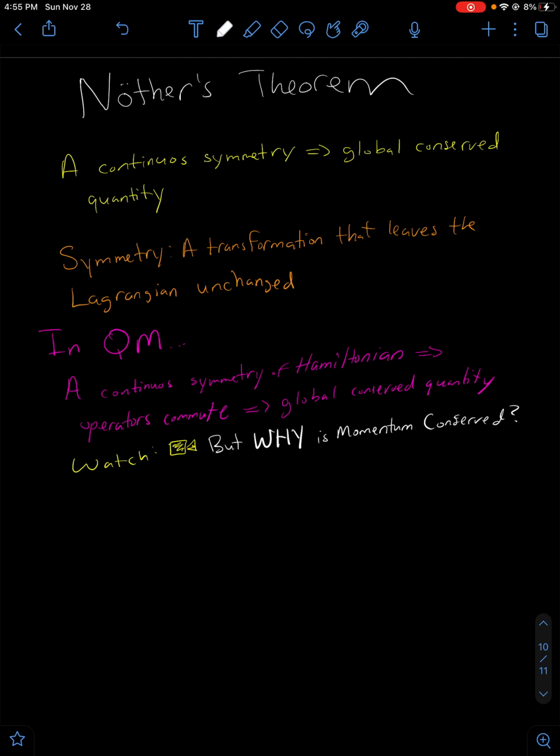If you guys don't know what this theorem means, you're in luck, because in this video I'll be covering like 90% of the theorem, and in the next video I'll cover the other 10%. So Noether's theorem, in simple words, just says that a continuous symmetry implies a global conserved quantity. And a symmetry is just a transformation that leaves the Lagrangian unchanged. Now, there might be some words that throw you guys off there, and that's fine.